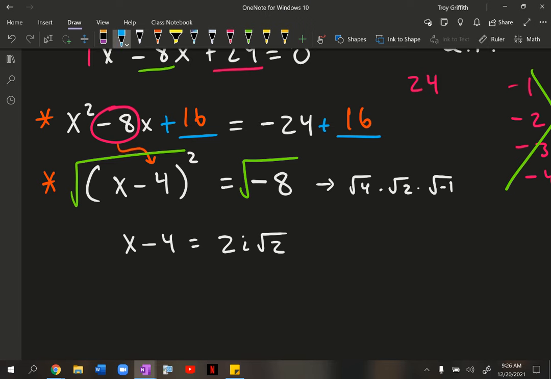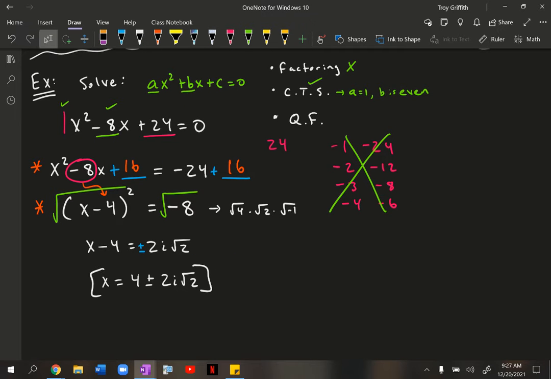But remember, if we're taking a square root, we must put a plus or minus. And you'll notice our answer is imaginary here. So the last thing that I would do, just like always, is add that 4 to both sides. And my final answer is 4 plus or minus 2i times the square root of 2. Okay. Now, what I want you guys to notice here is our answers are imaginary.